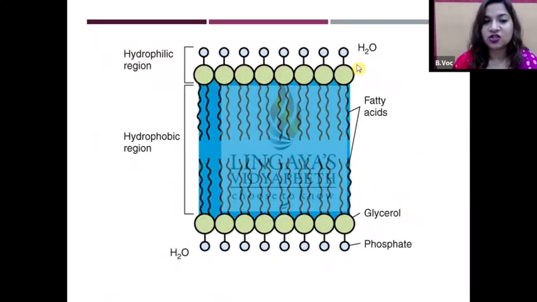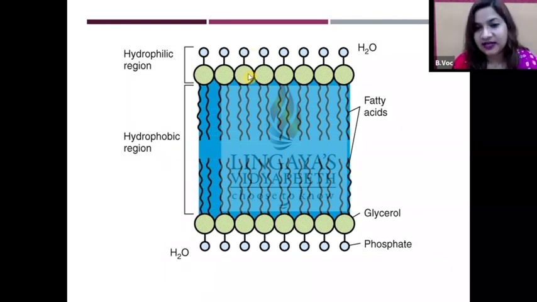You can see the structure here. It consists of two regions. The first one is the hydrophilic region, to which the water can be attached, and the second is the hydrophobic region, to which the water cannot attach. The fatty acids and glycerol are present in the hydrophobic region, which makes it insoluble in water. All right, it is attached with the phosphate group.